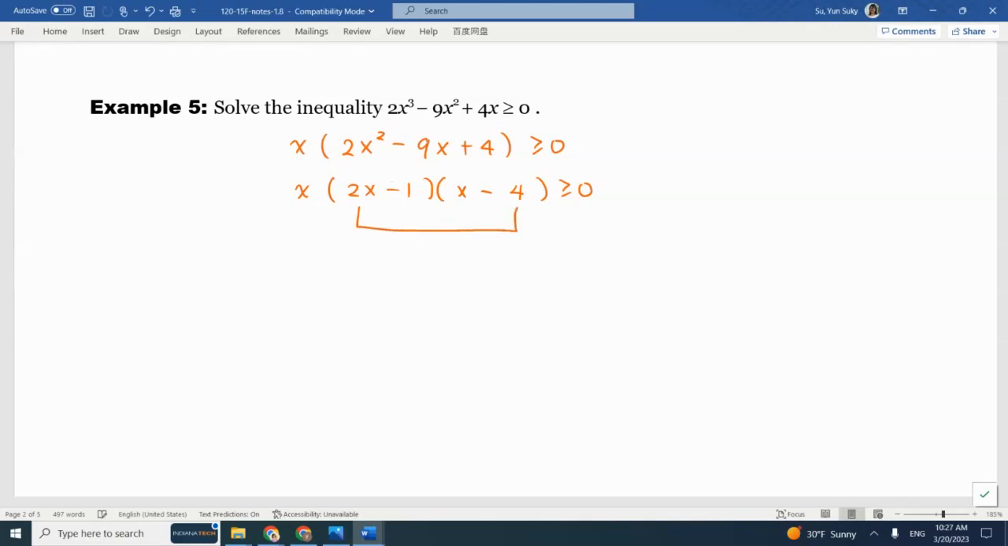So you multiply the outsides. See, 2x times negative 4 is negative 8x. And then minus 1 times x is minus x. So you add them up together, you get negative 9x. Okay? So you might have different ways of factoring. Feel free to use it. Okay?